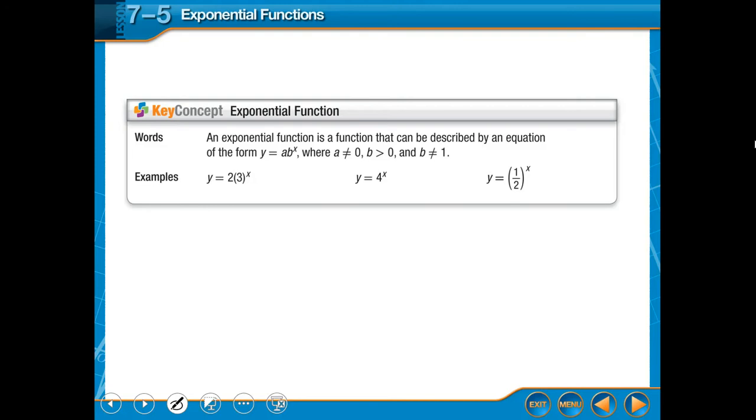Okay, so an exponential function is a function that can be described by any equation of the form y equals ab to the x, where a is not 0, and b is greater than 0, and b is not 1. Just note in each of these equations, only the b is raised to the power. So this would be like 2 times 3 to the x. This is like 1 times 4 to the x. And this is like 1 times 1/2 to the x.